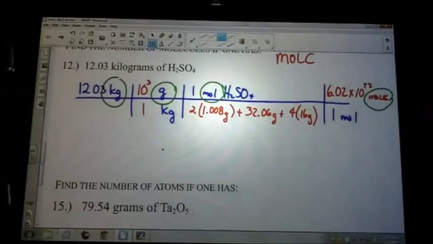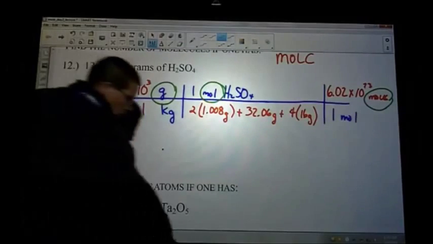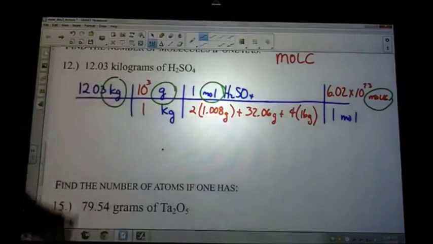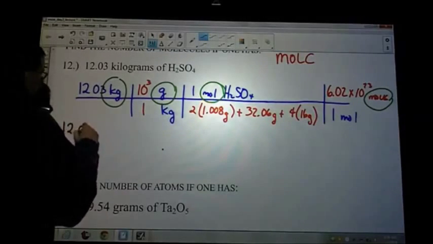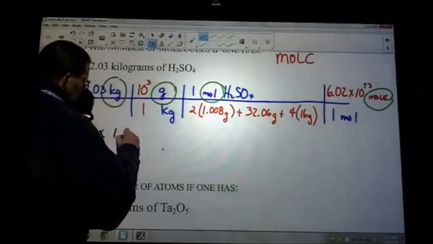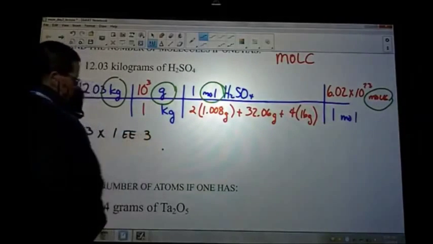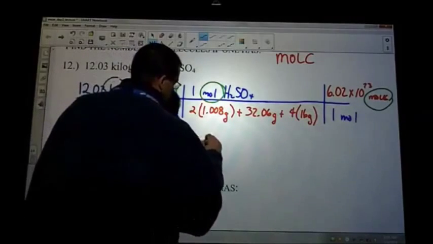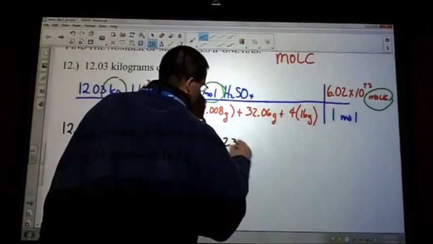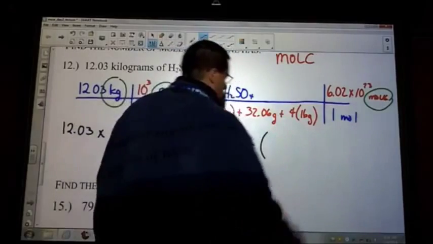Okay. Now, let's see if you can type all that in. Here's how, if you're going to do it all in one fell swoop using parentheses, 12.03 times 1 EE3 times 6.02 EE23 divided, open up that parenthesis.